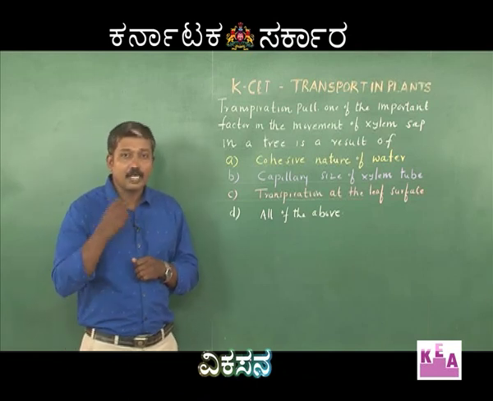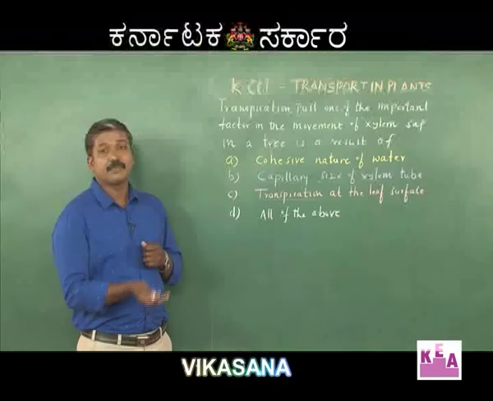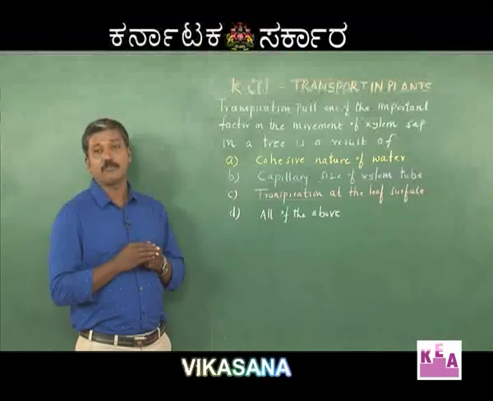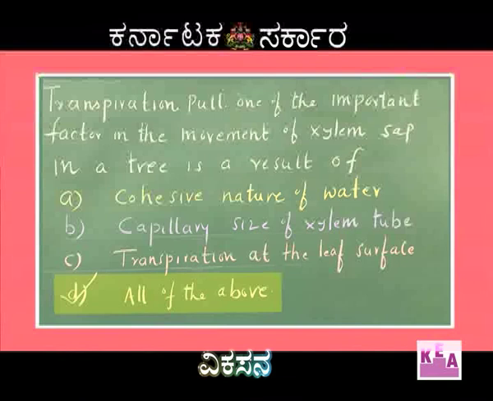The water molecules are attracted more in liquid phase rather than gaseous phase. So if we look at the options, cohesive nature of water is correct, capillary size of xylem tube, transpiration at the leaf surface. For these three reasons, transpiration pull, that is upward movement of water and minerals, takes place. Hence D, all of the above options are correct. So hence the right option is all of the above.